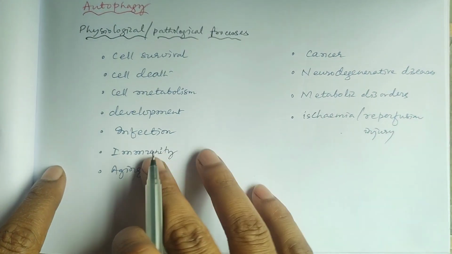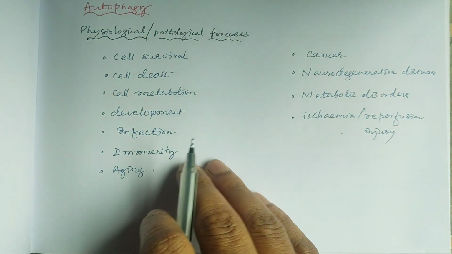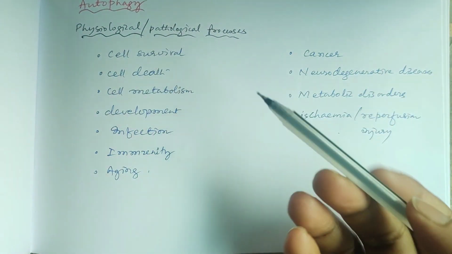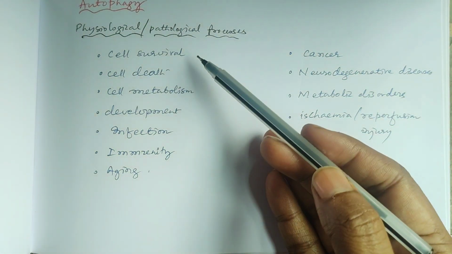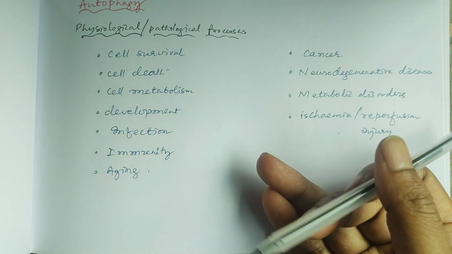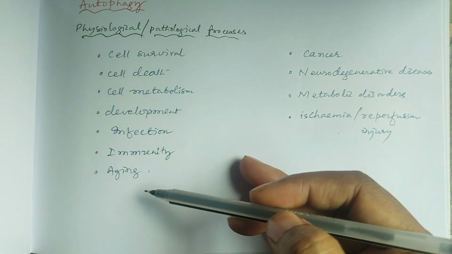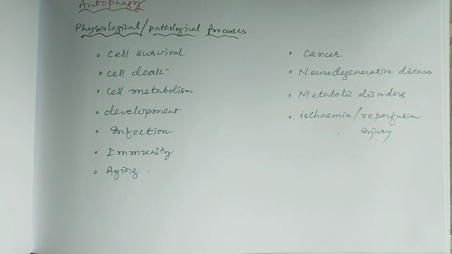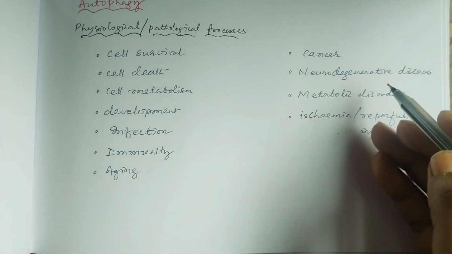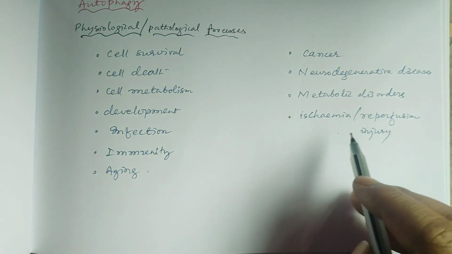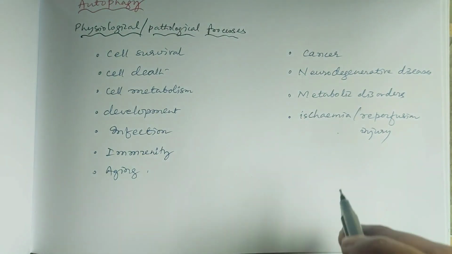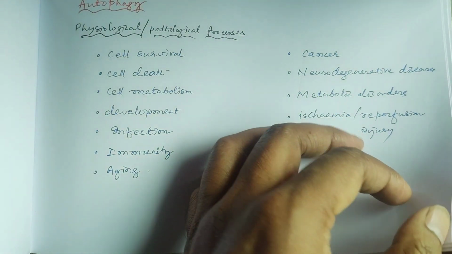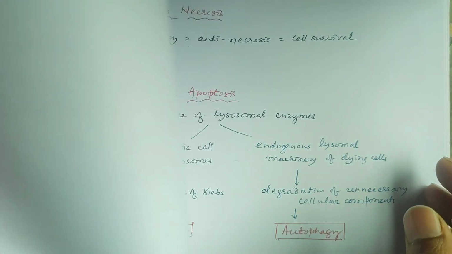So this is all about autophagy, and how this differs from necrosis and apoptosis we'll discuss. This autophagy occurs in certain physiological conditions like cell survival, cell metabolism, development, and aging, and during pathological conditions like cell death, infection, immunity, cancer, neurodegenerative diseases, metabolic diseases, ischemia, reperfusion injury. Autophagy is associated with all these physiological and pathological processes.